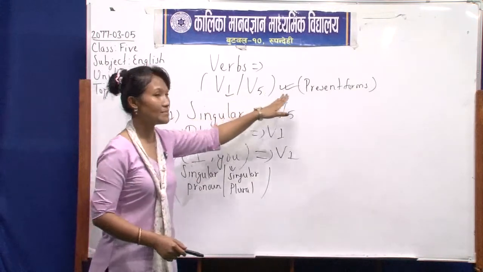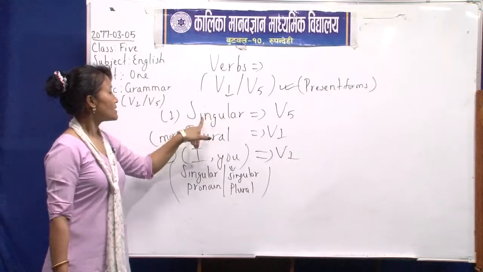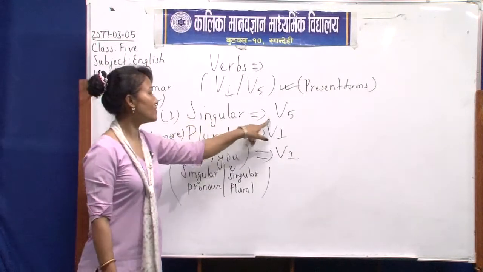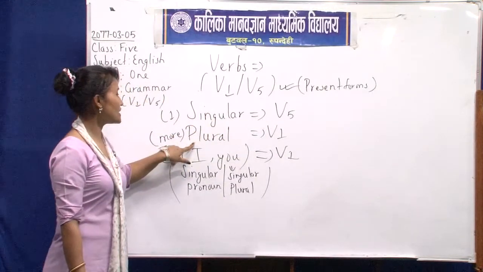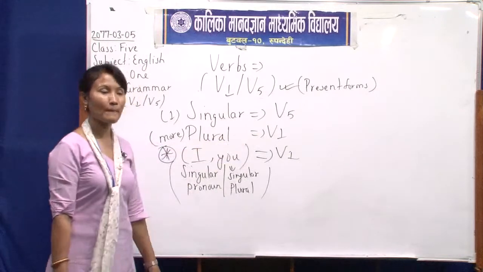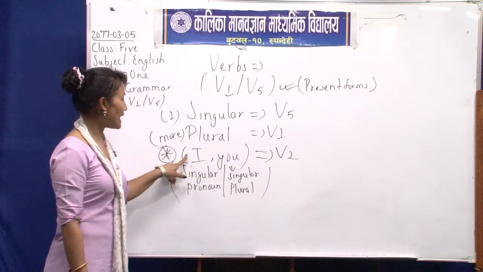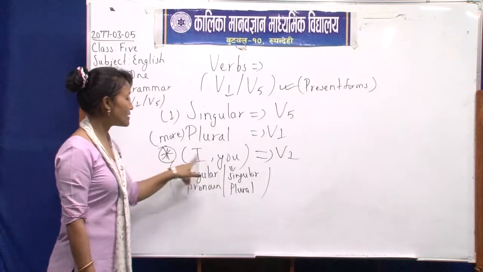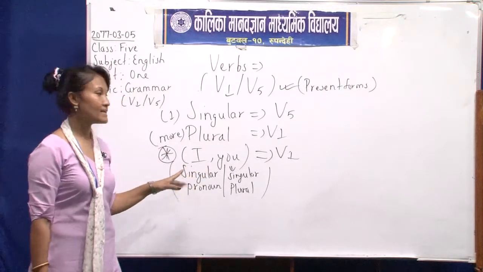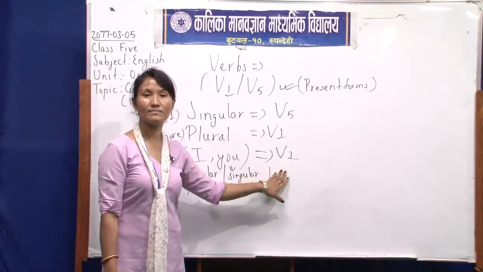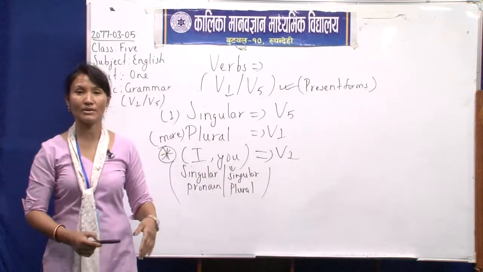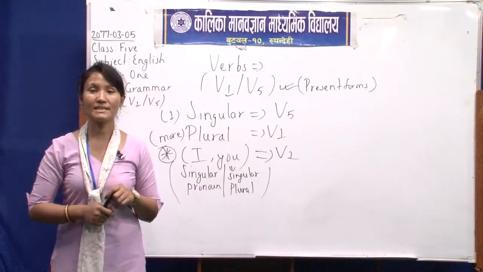Verb 1 and verb 5 are present forms. A singular subject takes verb 5, whereas plural takes verb 1. And the next thing is, I and you, being singular pronouns, what do they take? They take verb 1. I guess you are very clear about it because it's very easy, isn't it?